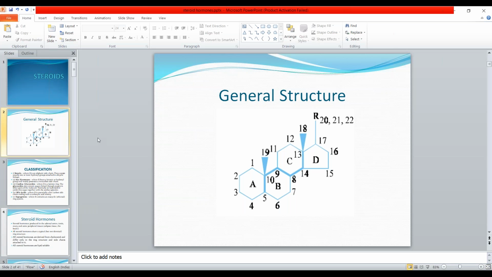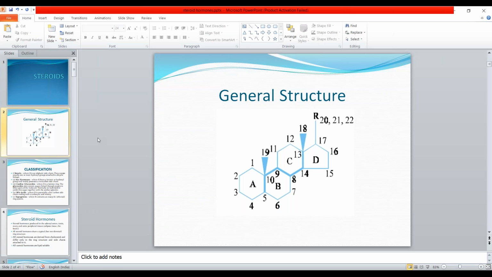Now, before we see in detail about the general structure of steroids, we'll see where and how you can find steroids in nature. In plants, there are phytosterols, and these phytosterols are of different kinds, like ergosterol, stigmasterol, and sitosterols. You may have done it in pharmacognosy, where you have seen plants having these steroidal structures. So these are the steroids that are present in plants.